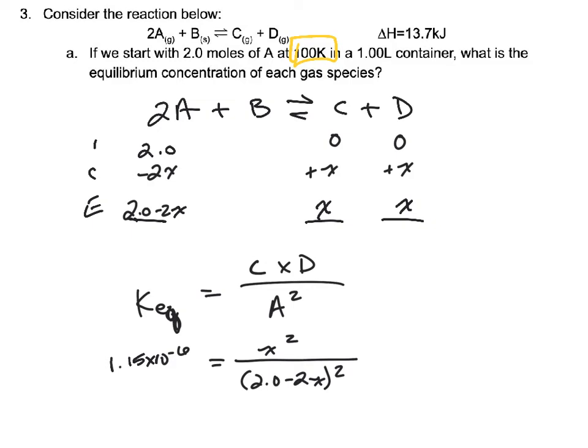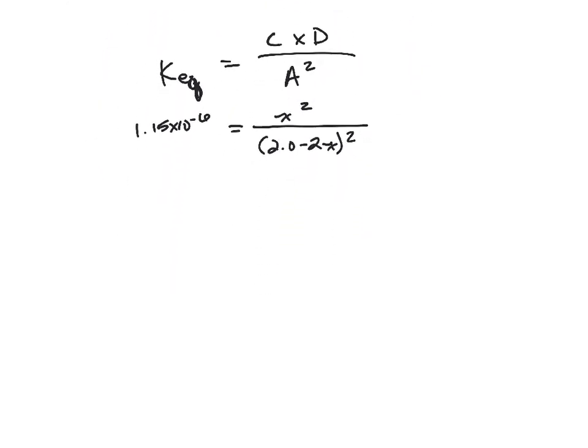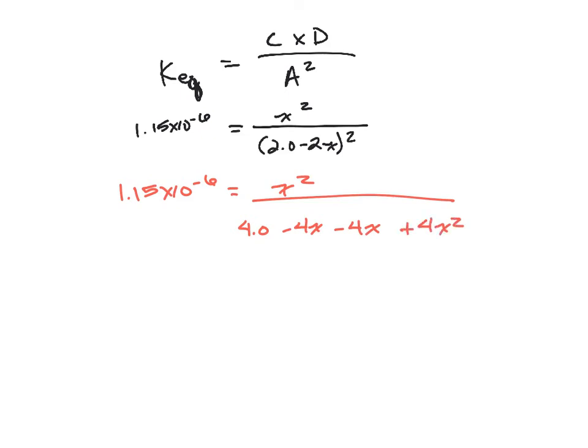So from here, you might be looking at this problem and realizing, oh goodness, we're going to end up with the quadratic. So you could simplify this. You could take this and expand it so that you know that 1.15 times 10 to the negative 6th equals x squared, all of this over 4.0 minus 4x minus 4x plus 4x squared. You could make this eventually into negative 8x.